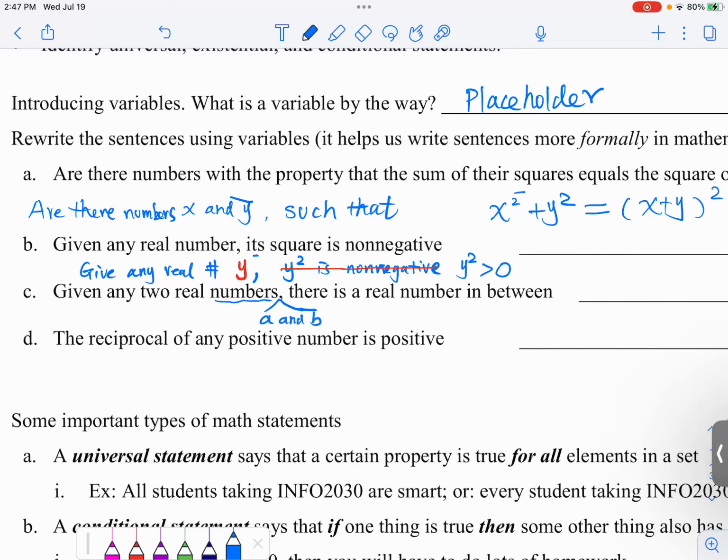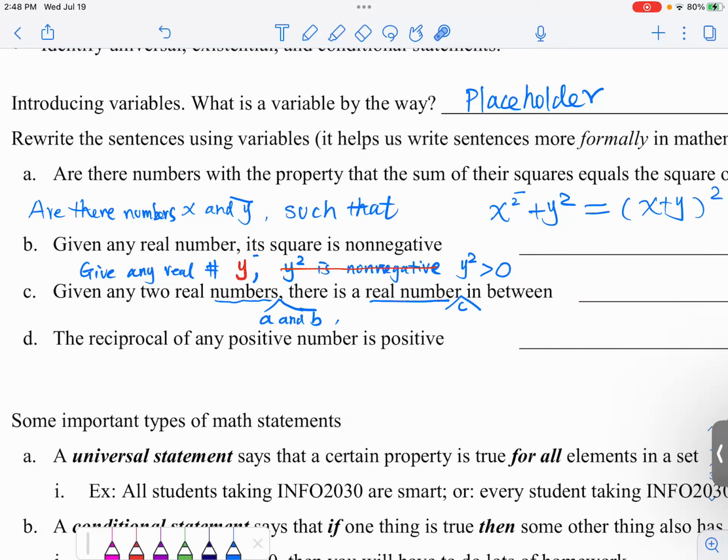There is a real number in between. So there is a real number. Do you see this is another noun? So I'm going to call this C. Well, basically, it's just as simple as that. I'm going to save a little time without copying down the whole thing. The statement looks like this: given any two real numbers, A and B, there is a real number C in between A and B. That's how you would do it.